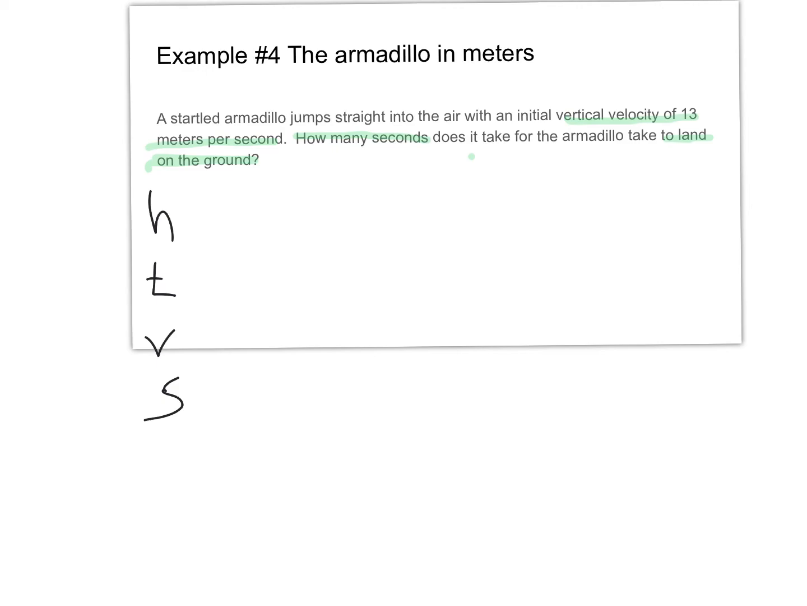All right, so here you go. Ending height of the object. It says we're going to land on the ground, so zero. Time, I don't know what that is. Vertical velocity is 13 meters per second. And starting height, because we're going to assume it didn't say anything else, the armadillo was on the ground, so it is again zero.